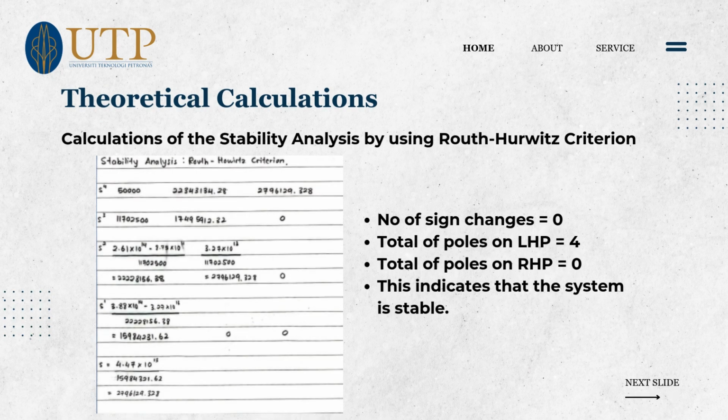After that, for a more rigorous stability check, we also applied the Routh-Hurwitz criterion. This criterion evaluates the stability of a control system by analyzing the characteristic polynomial. For our system, there were no sign changes in the Routh array, indicating that all poles are on the left half plane, meaning the system is stable. This analysis confirms that our design, including the PID control, ensures the system's resilience to seismic forces.